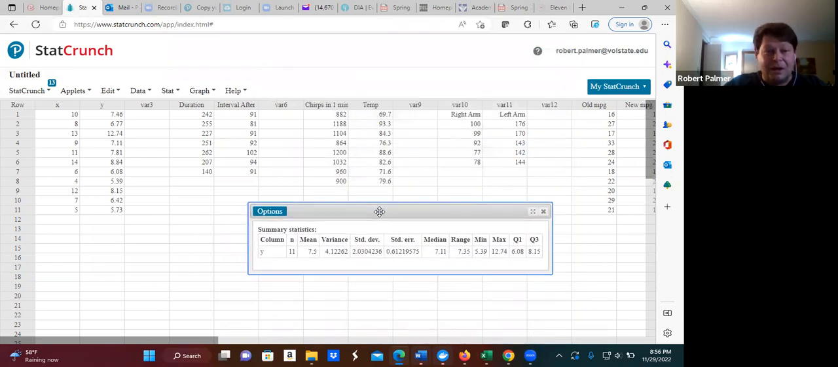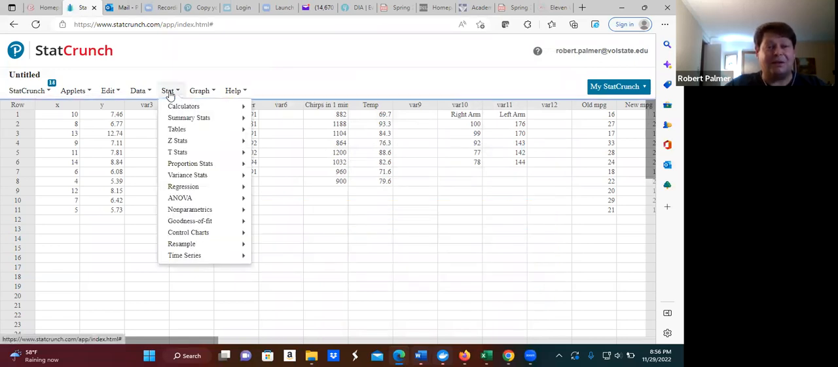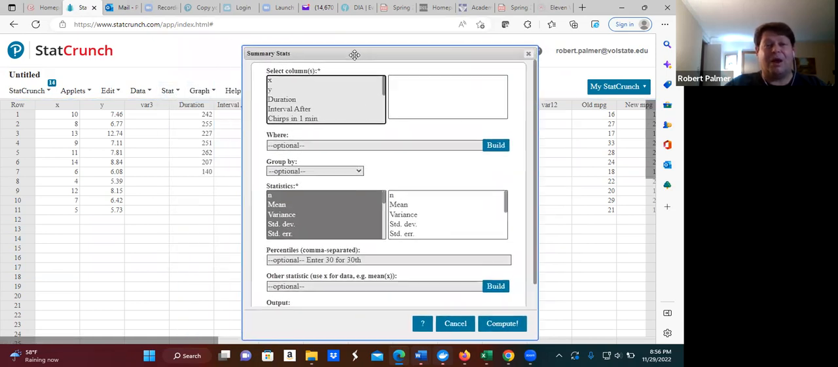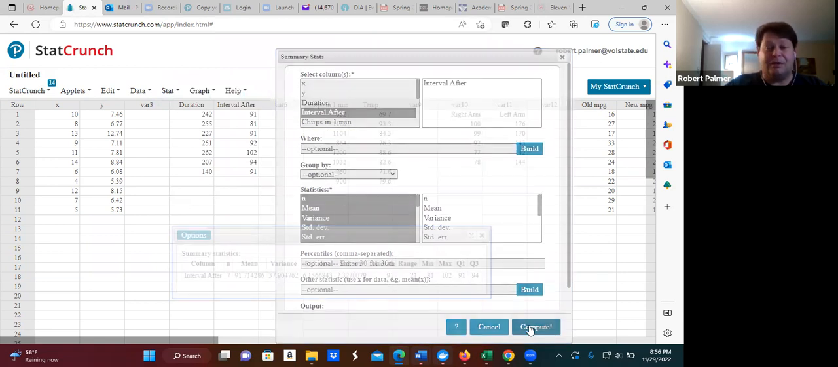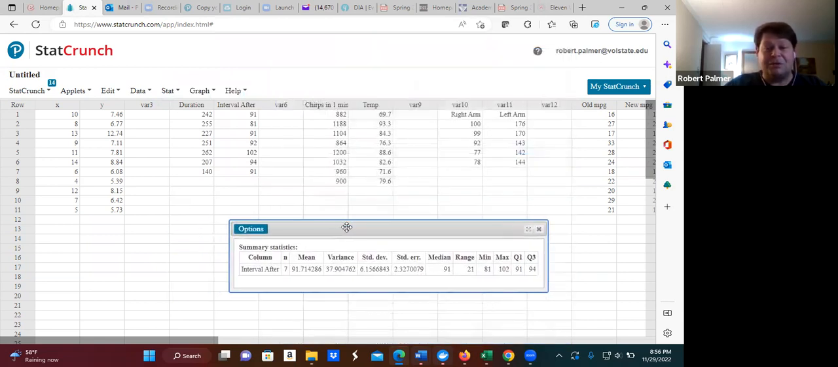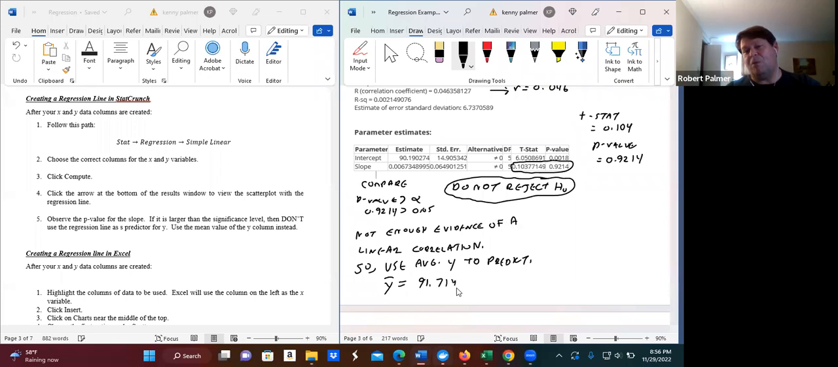Oops, I apologize, I did the wrong one. So let's go back. Go to Stat, Summary Stats, then Columns. I didn't want that, I wanted interval after. Sorry about that. Do the same thing, and interval after gives all the values. The mean of the interval after is, let's say, 91.714. Right here, and that's from the data, 91.714.